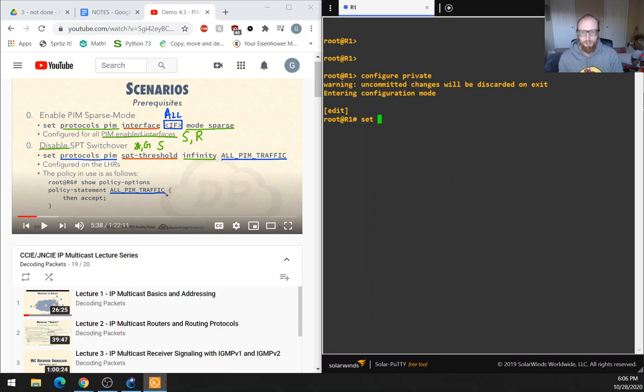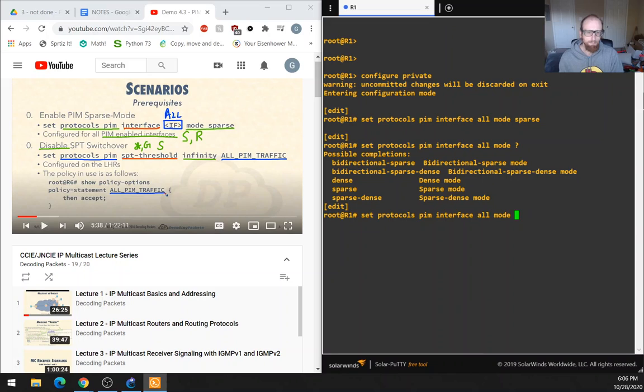Okay, so set protocols pim interface all mode sparse, and of course we have mode dense as well, but sparse is what's going to be on the test according to the curriculum.